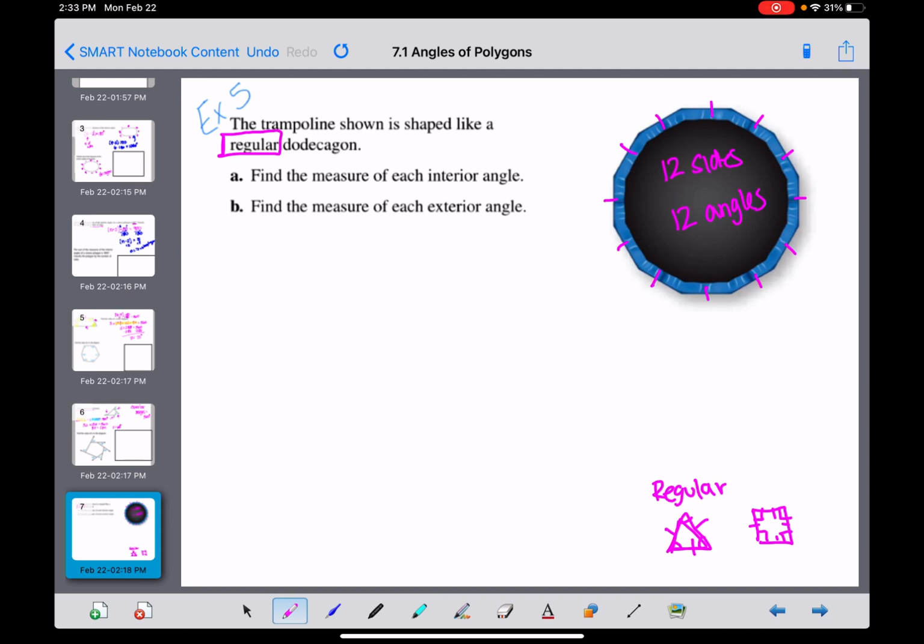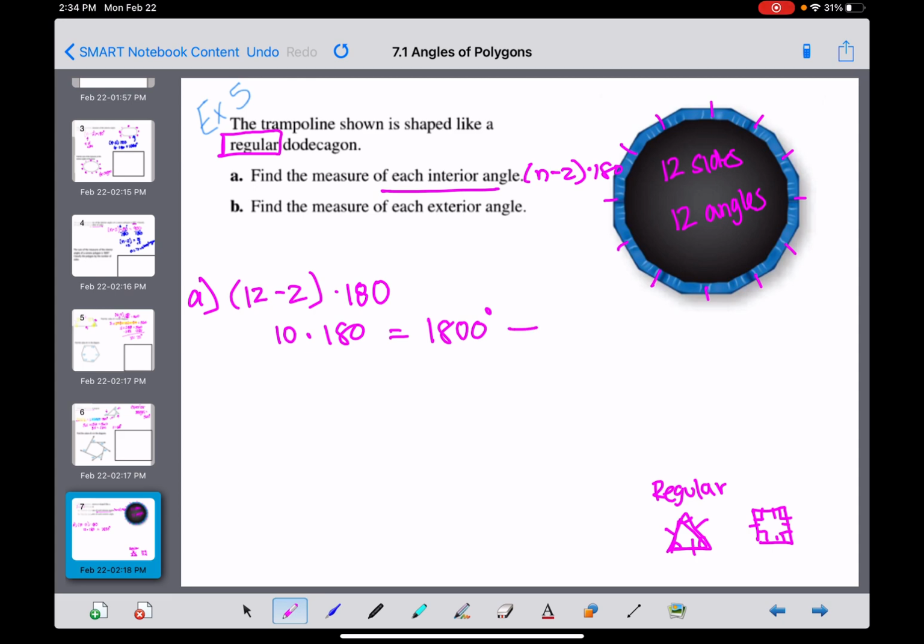So part A wants us to find the measure of each interior angle. Well, when we're talking about interior angles, we need to use that formula, n minus 2 times 180. So there are 12 sides, subtract 2, and we will multiply that by 180. 12 minus 2 is 10, and 10 times 180 is 1,800 degrees. That's the sum.